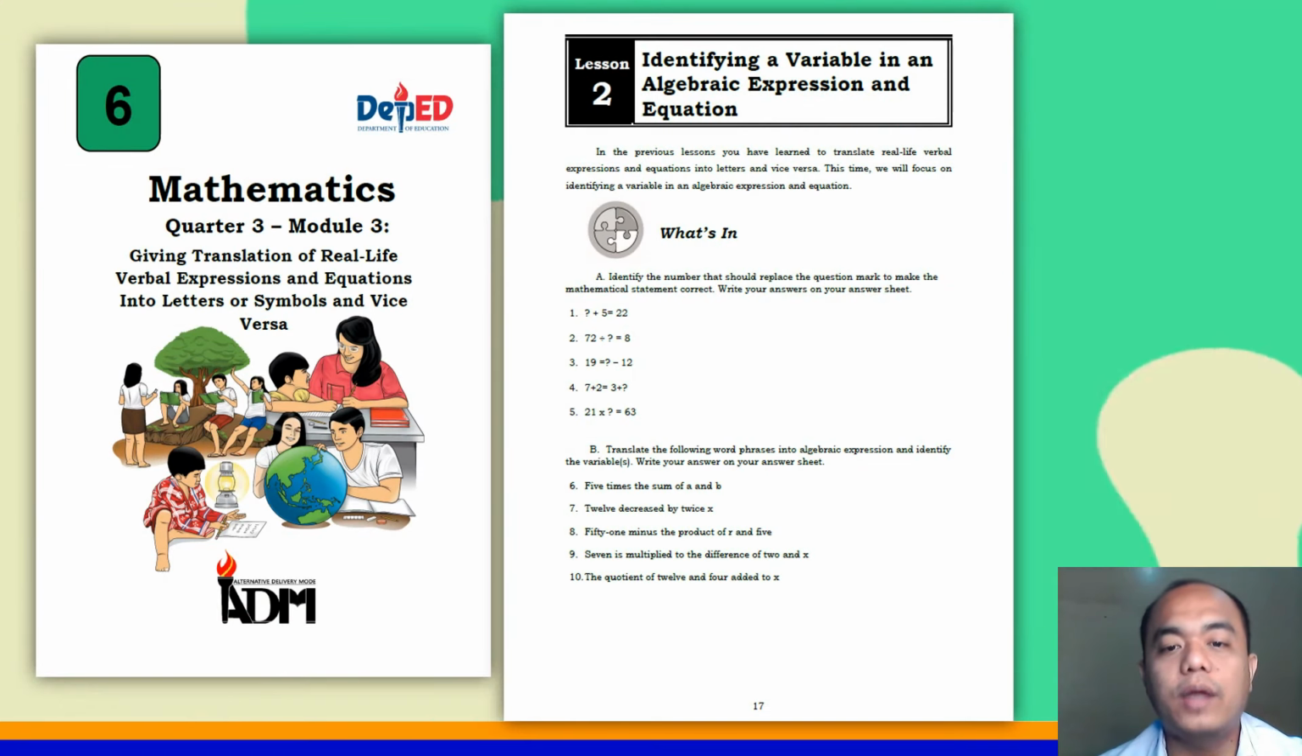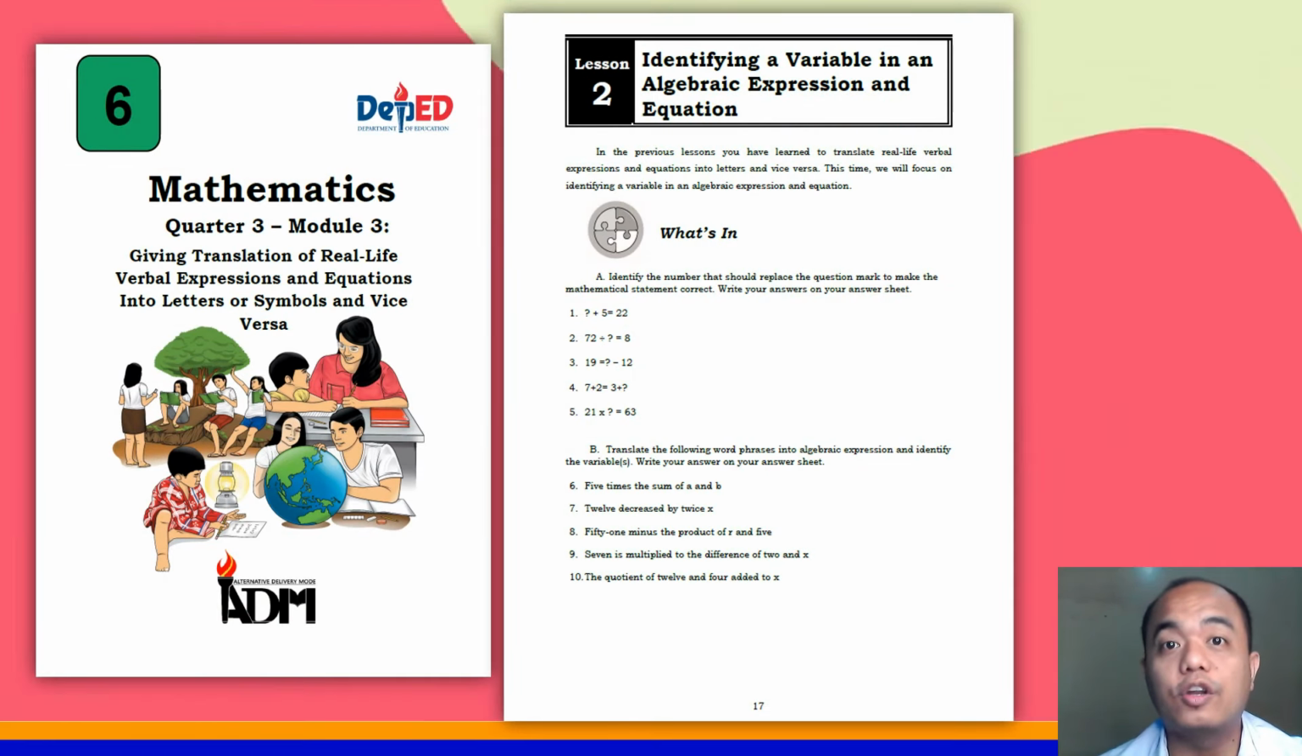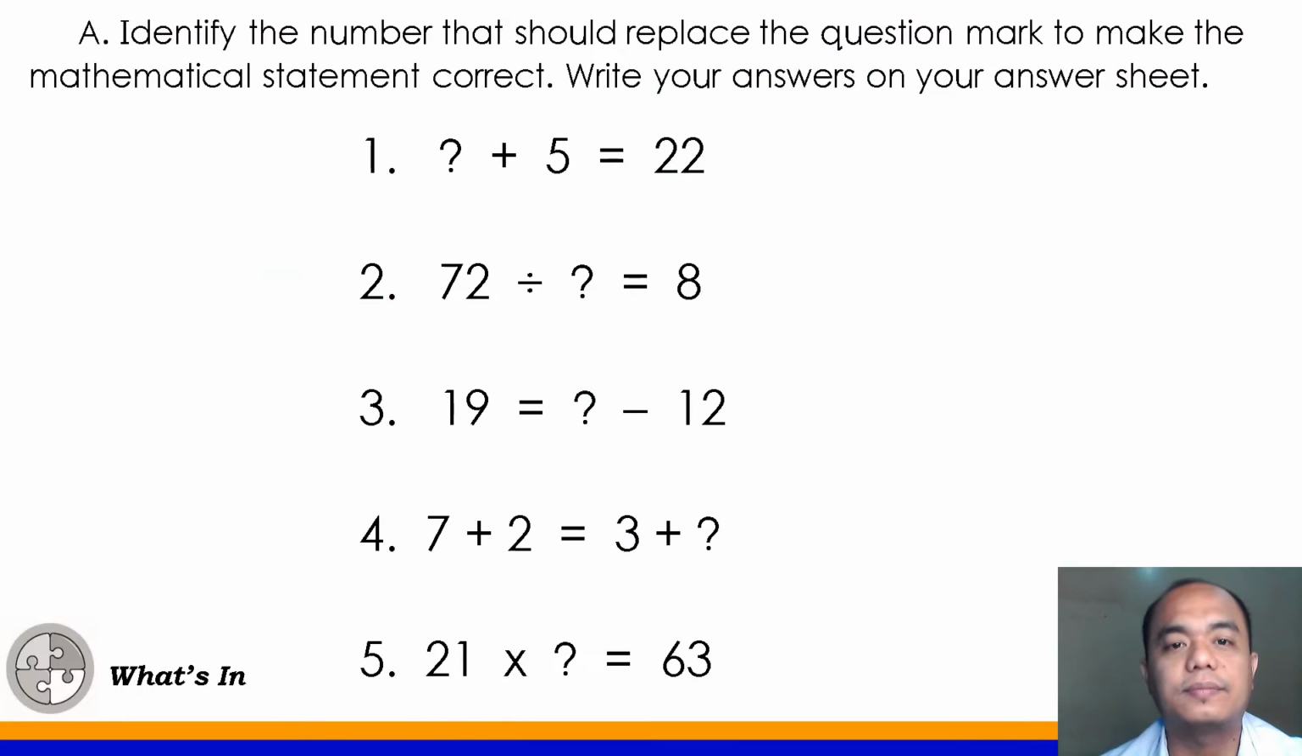Let's have the what's in part of your module that could be found on page 17. Identify the number that should replace the question mark to make the mathematical statement correct. Write your answers on the answer sheet. What number should replace the question mark for number 1? Correct, it's 17. So 17 plus 5 equals 22.